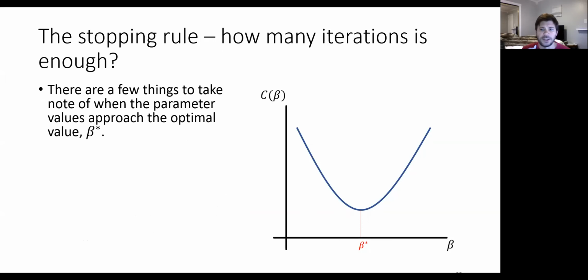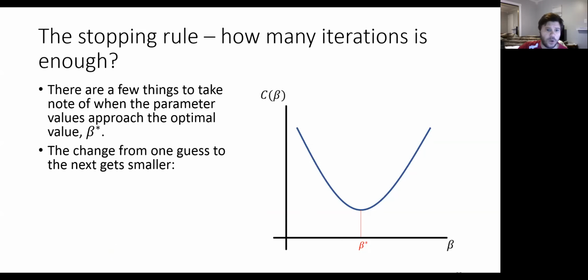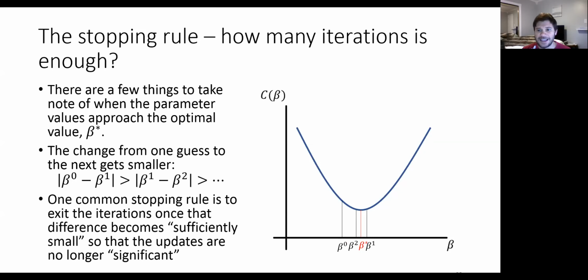So there's a few things to take note of when we get near the optimal value for beta. First thing to note is that the change between guesses starts to get smaller. The distance between beta 0 and beta 1 was a little bit bigger than the distance between beta 1 and beta 2. So one common stopping rule is to say, let's exit the iterations once the difference between the parameter values at any two iterations becomes sufficiently small. If I see between iteration t and t plus 1 that the beta value doesn't change that much, that must mean we are pretty close.